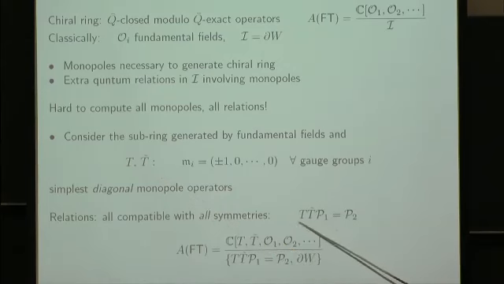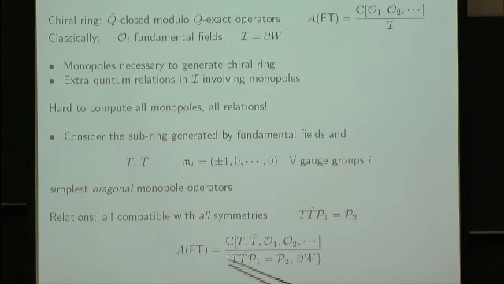And then one can try to write down all possible relations of this sort, in which P1 and P2 are fundamental fields in the theory, all possible relations which are compatible with the symmetries. In general, one expects that if these relations are compatible with symmetries, they might be there.